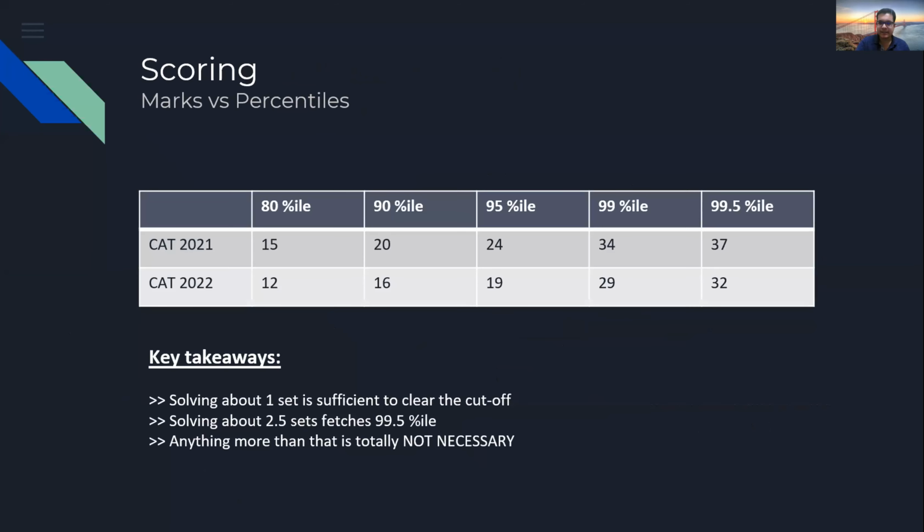Perfect. I think this is the slide that most of you were awaiting. What are the marks versus percentile for the last 2 years? If you look at this slide, I'll just give you 10-15 seconds to consume this and let it really sink in.